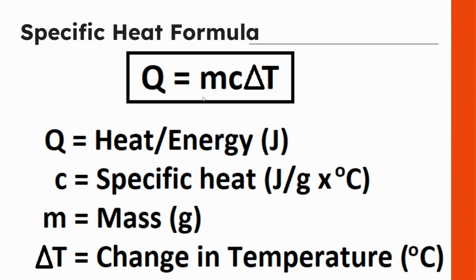So, here's the specific heat formula where Q is going to be in joules, the amount of heat or energy I'm going to need. C is the specific heat. So if it was water, it would be 4.18. M would be the mass in grams because specific heat is joules over grams. And then delta T, delta always stands for change, so it would be change in temperature. So it's your final temperature minus your initial temperature.